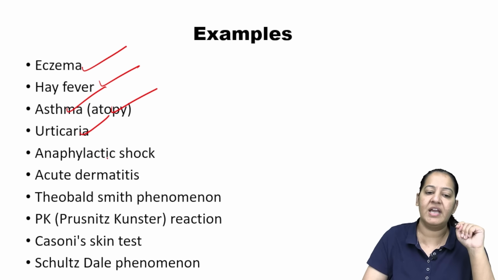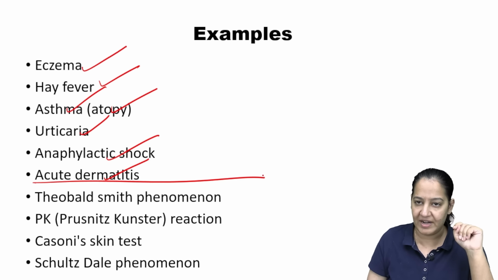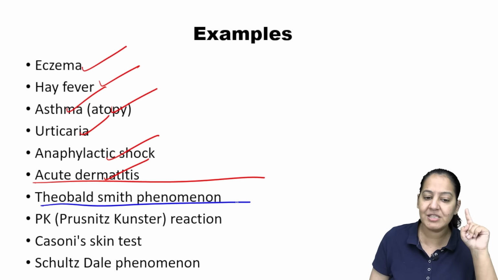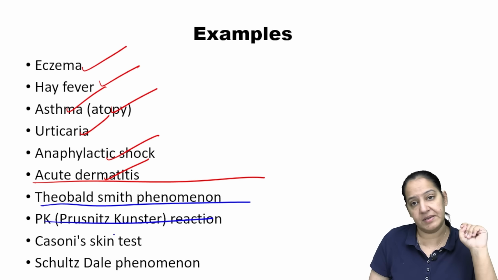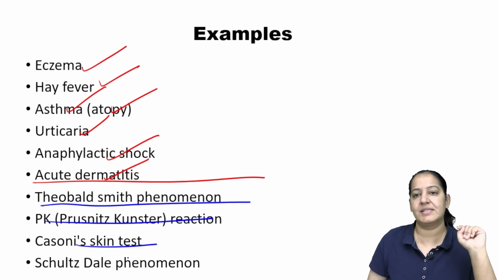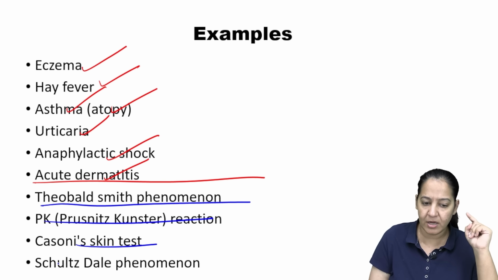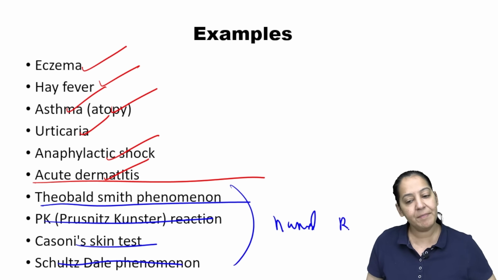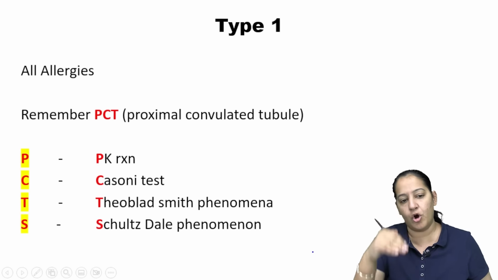Atopy, asthma, urticaria, anaphylactic shock, dermatitis, these all are allergy. You can identify, you can write, you know the names of the allergy. But Theobald-Smith phenomenon, Putzner-Kutzner reaction, Cassoni skin test, and Schultz-Dale phenomenon. These are also allergies, but you cannot recognize them because these are the named reaction. So let me give you a mnemonic for the named reaction, not for normal allergies.